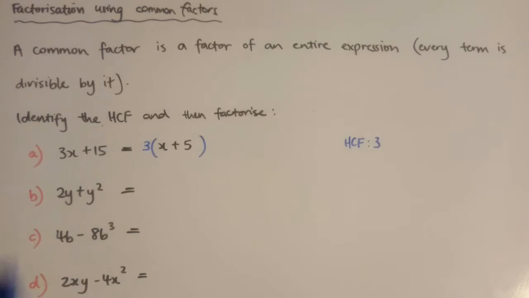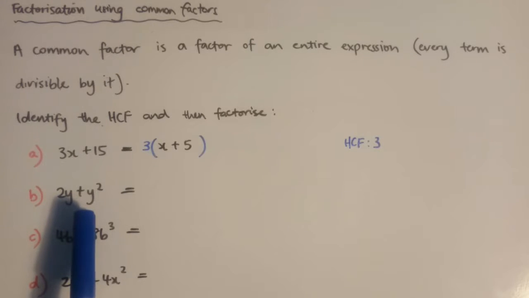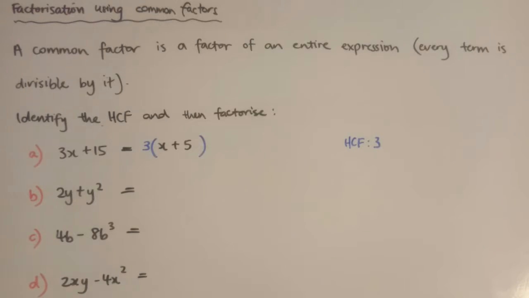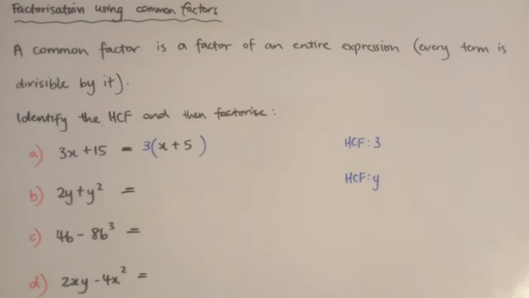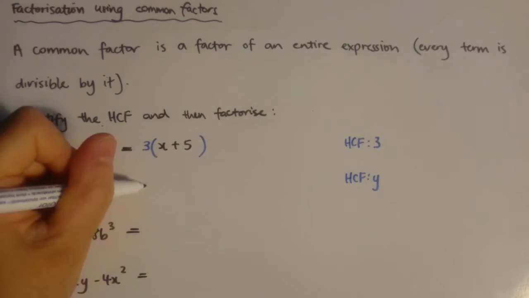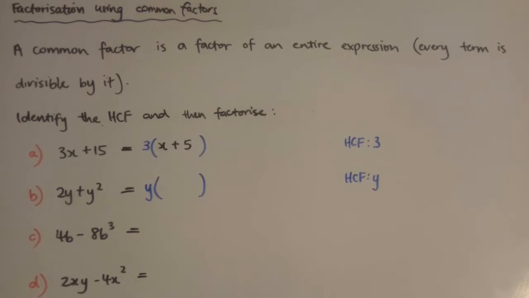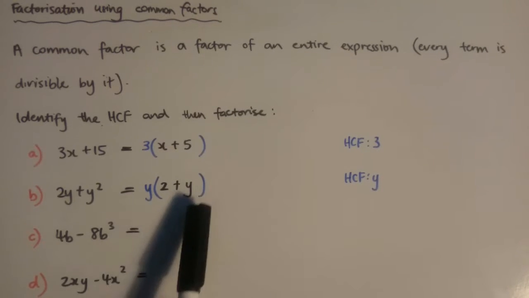Our second one is 2y and y squared. We're looking at the highest common factor between these two terms, and we can see that y is going to go into both of them. So our highest common factor here is y. Both terms are divisible by that. We can grab the y, pop it out the front of our brackets, and then inside our brackets goes whatever's left. If we take out a y, the first term is left with 2, and our second term, we're left with a y. Again, a quick check: y times 2 is 2y, y times y is y squared.